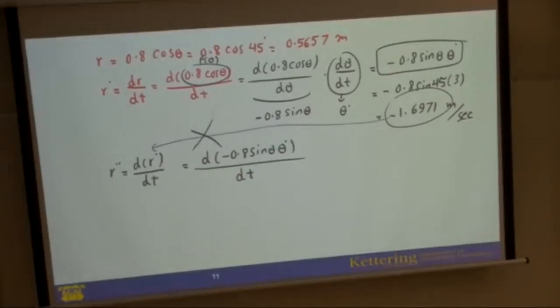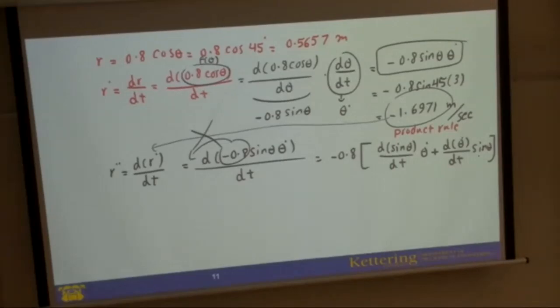To find this, I bring minus 0.8 out of the derivative. Then I will use the product rule. That means the derivative of sine theta with respect to time multiplied by theta dot, plus the derivative of theta dot with respect to time multiplied by sine theta. Derivative of the first term multiplied by the second term, plus derivative of the second term multiplied by the first term.